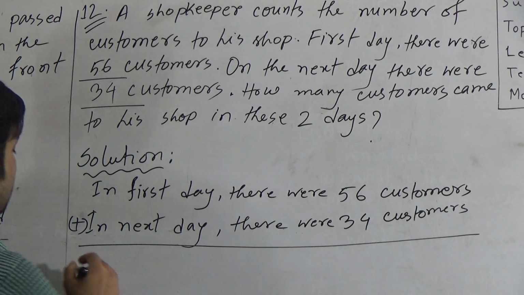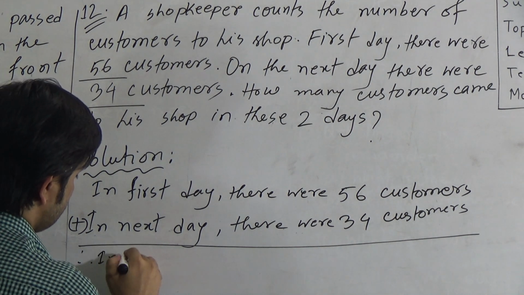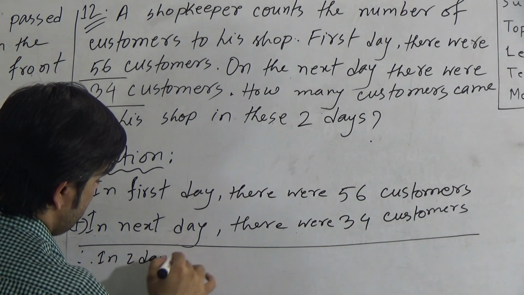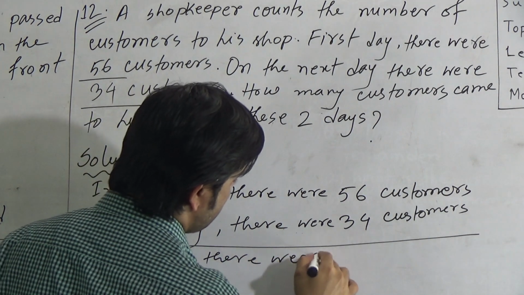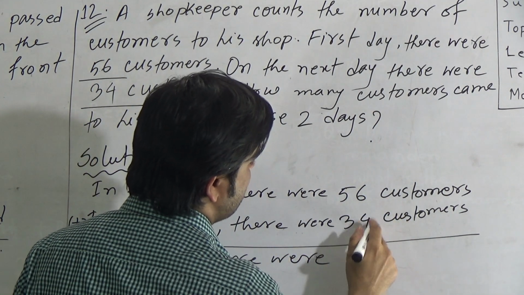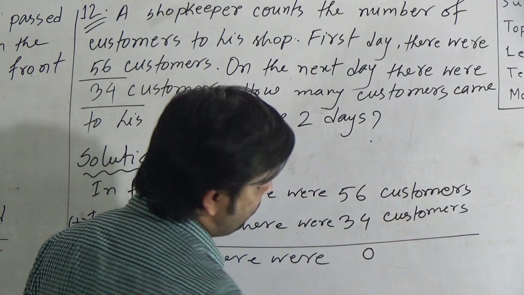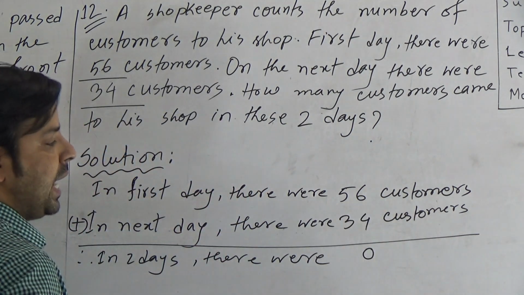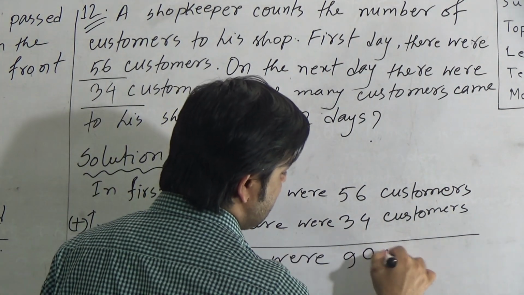So, we can write, therefore, in 2 days, there are, we can add 6 and 4. If we add 6 and 4, the sum will be 10. So, we have to write 0. Now, carrying 1, 5, 3, 8 and 1 is 9. 90 customers.